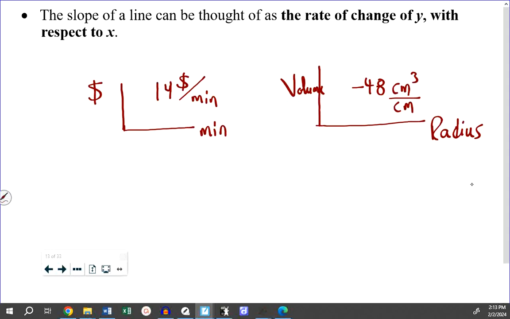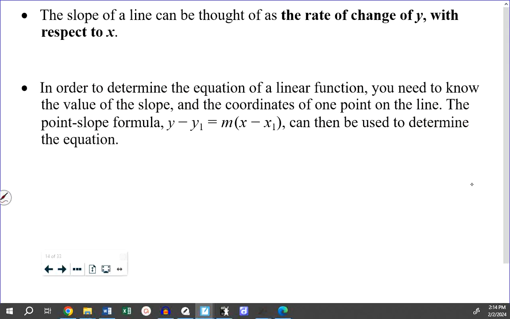It's not a good idea to cancel one of those centimeters and say the slope is centimeters squared, because centimeters squared is area. And the slope doesn't represent area. The slope represents rate of change of volume with respect to radius. So this would be telling you that the volume is changing at a rate of negative 48 cubic centimeters for every centimeter change in the radius. Okay. So that's what we mean by rate of change of y with respect to x.